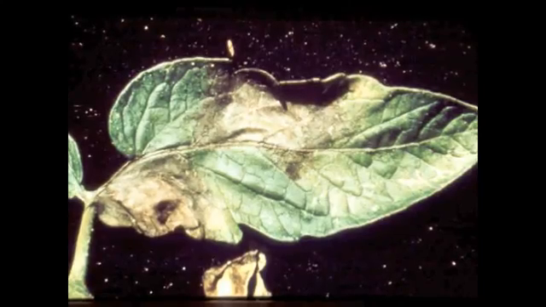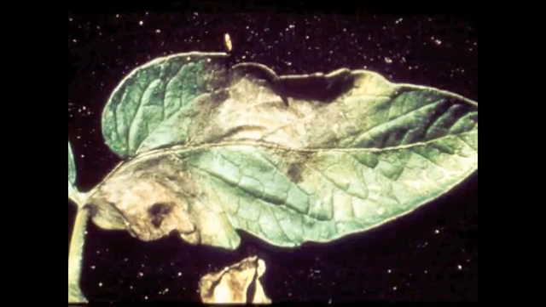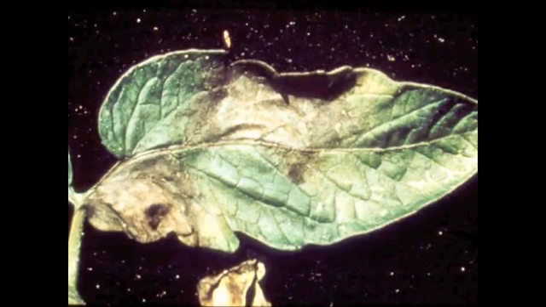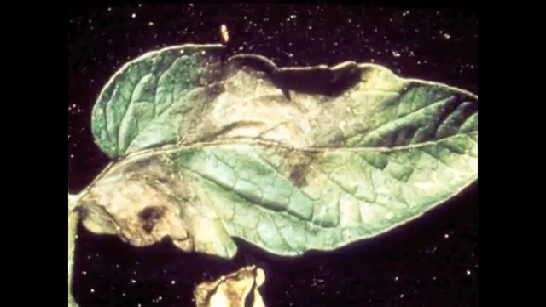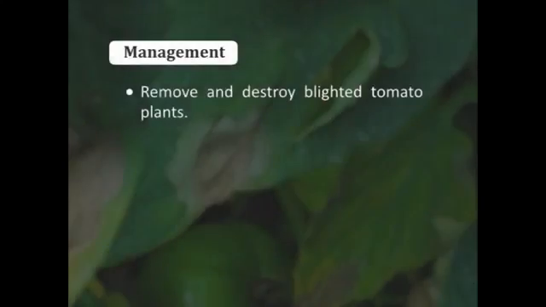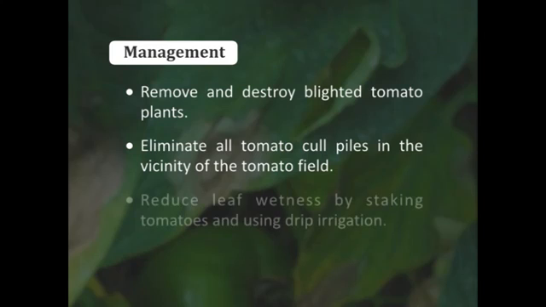A whitish or greyish powdery mass appears on the lower surface, corresponding to the dead areas on upper surface. Next is the management of the disease. Remove and destroy blighted tomato plants. Eliminate all tomato cull piles in the vicinity of the tomato field. Reduce leaf wetness by staking tomatoes and using drip irrigation.